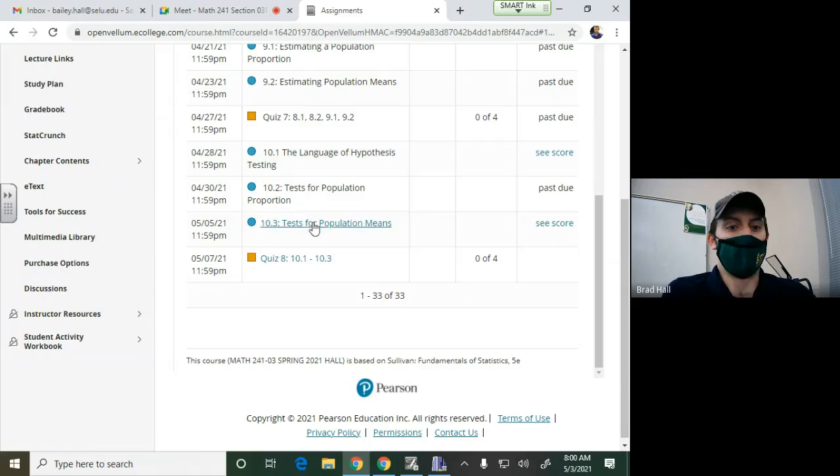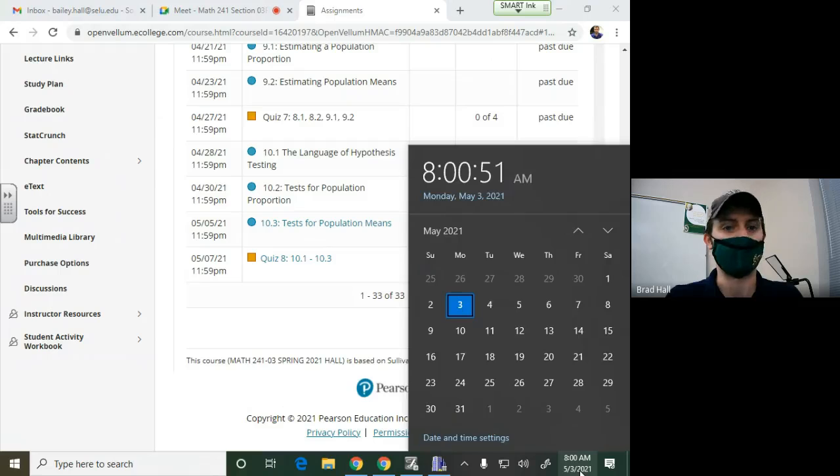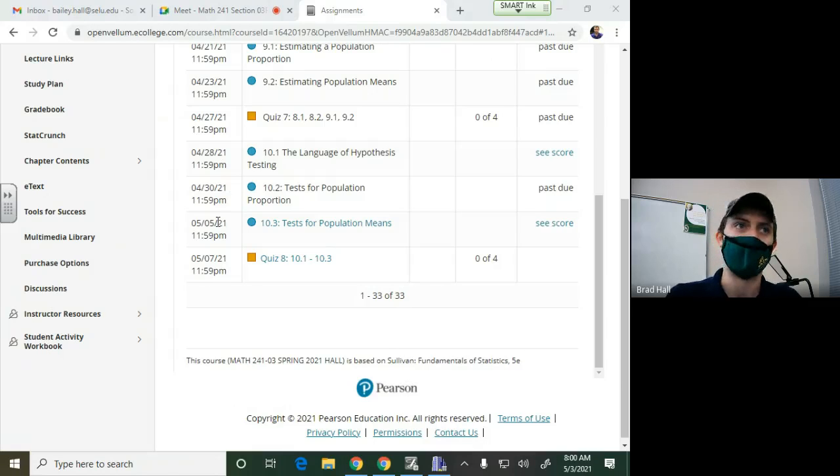But I'll be covering the last section here, test for population means, and that is due on the 5th, that is Wednesday. There are 6 questions on it, and some of the questions should have a very similar process to 10-2, as we'll see momentarily. And then the corresponding quiz is due Friday. Those are the last 2 assignments for this class. It's those 2, and then the final. Those are the only assignments for this class.